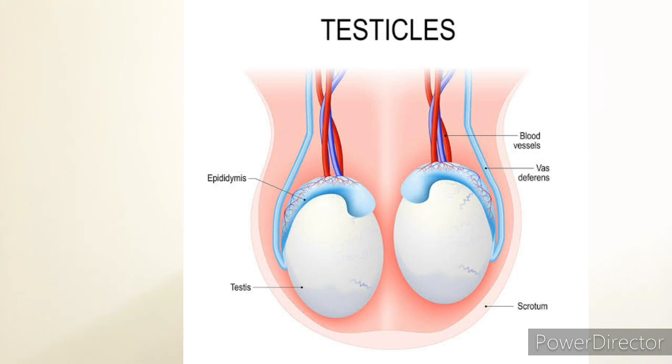The testes are secured on either end by a special structure called the spermatic cord. Males have two testes, and the testes are responsible for making testosterone, which is the primary male sex hormone, and generating sperm. Within the testes, there are coiled masses of tubes, called seminiferous tubules, which are responsible for producing sperm. So these are the external reproductive structures of the male reproductive system.